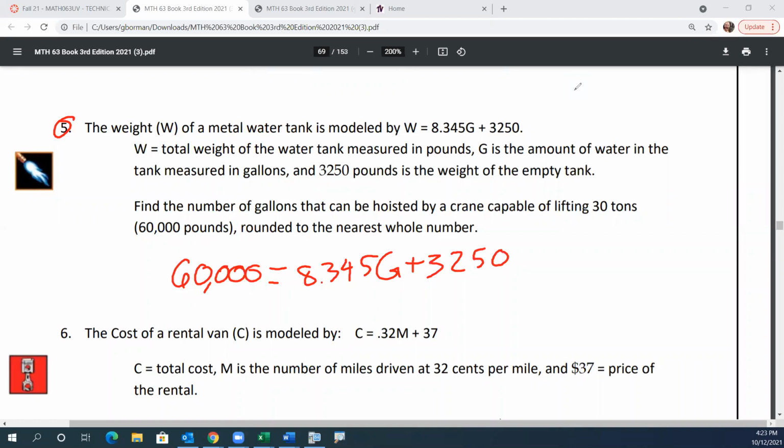Okay, and now it's time to solve for G. So what's being done to the variable? Well, it's being multiplied by 8.345 and it's being added by 3250. Okay, deal with the stuff that's added and subtracted first. So I'll subtract 3250 from both sides.